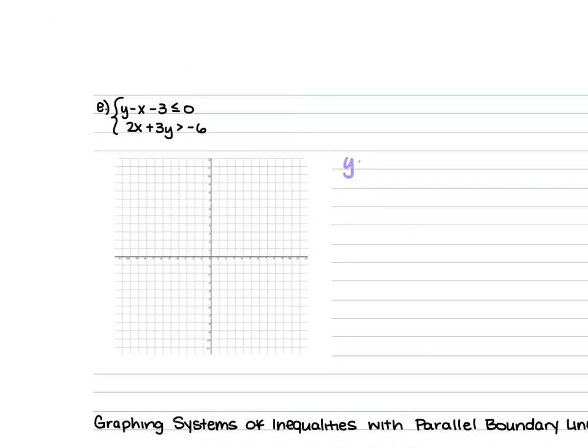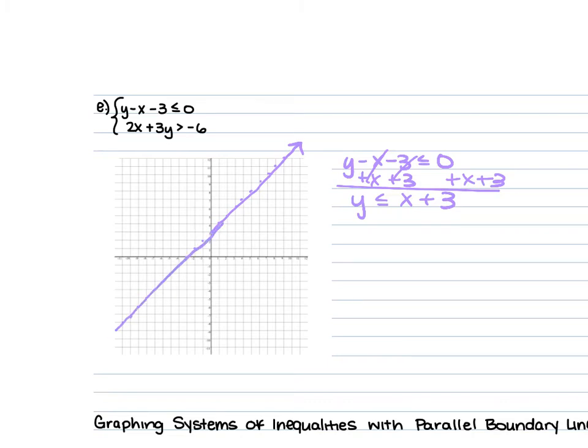For our next example, we have y minus x minus 3 is less than or equal to 0. So I'm just going to move the x and the 3 over by adding the x, adding the 3, and we'll be left with y is less than or equal to x plus 3. So 3, and we are going to shade below.